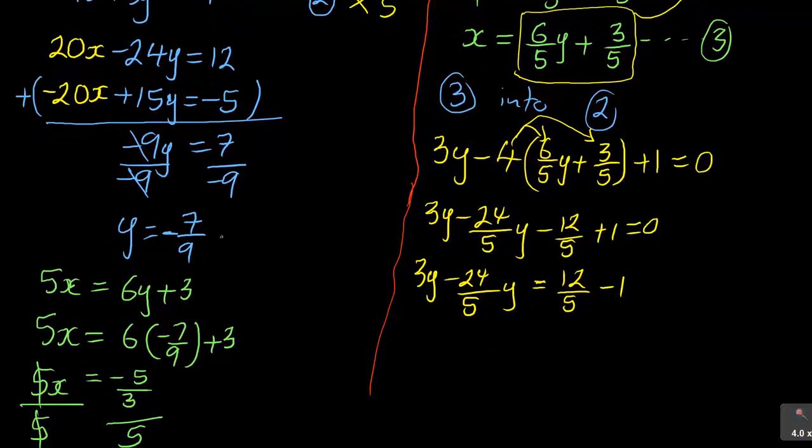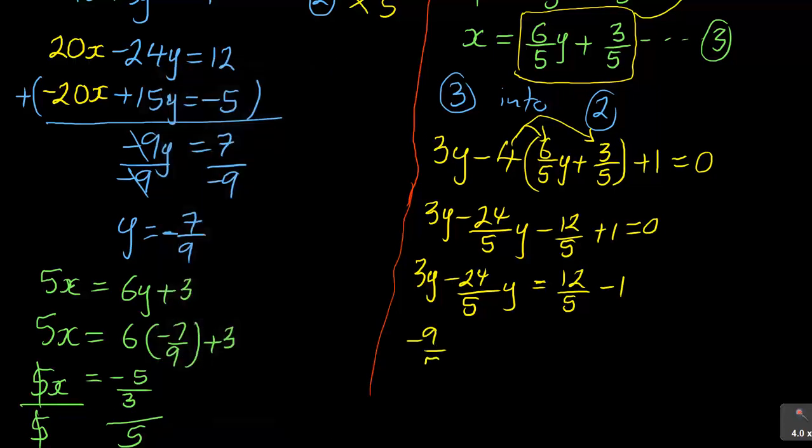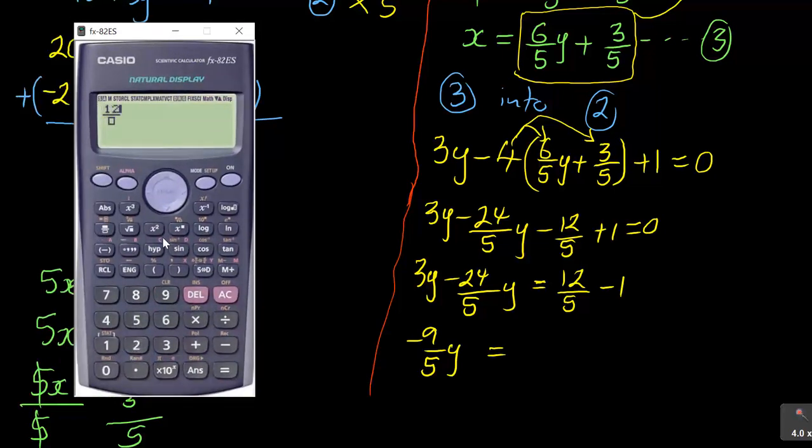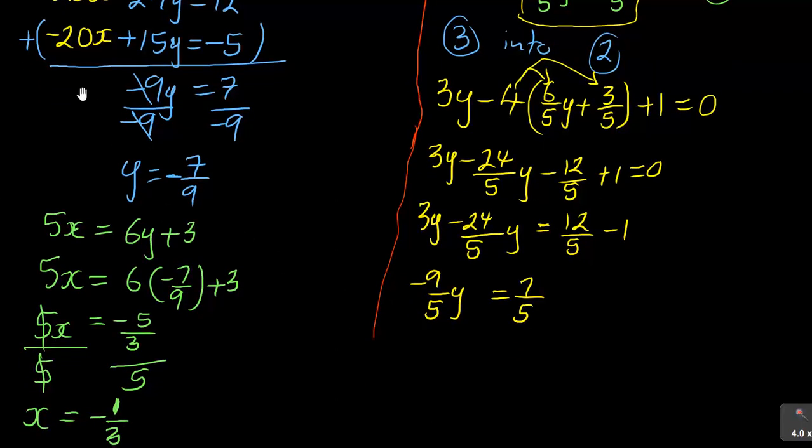When you've done that, you will have 3 minus 24 over 5, which is minus 9 over 5 y. There is equal to, do the same thing and say 12 over 5 minus 1, and it is 7 over 5. Now when you have done that, it's up to you how you want to solve for x, but for y, you can multiply this side by minus 5 over 9, and you multiply this side by minus 5 over 9, or you divide by minus 9 over 5.